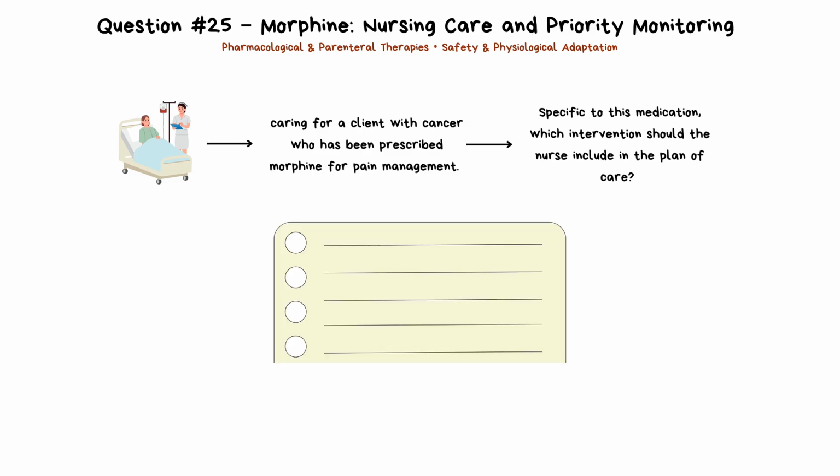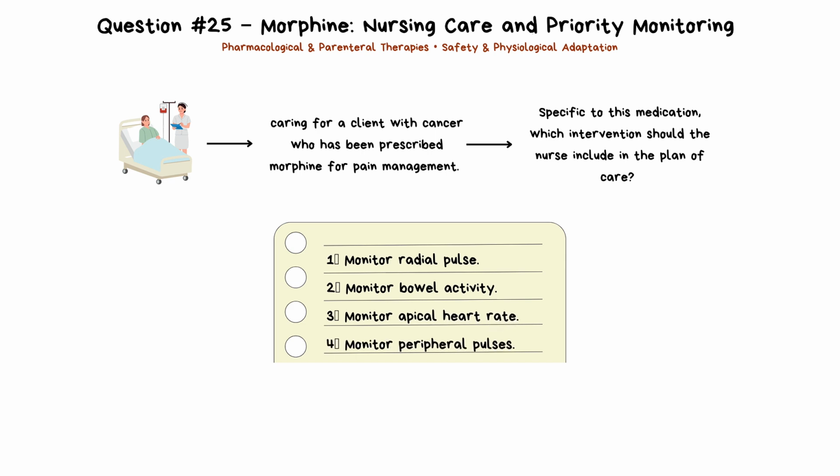Options. Option 1. Monitor the radial pulse. Option 2. Monitor bowel activity. Option 3. Monitor the apical heart rate. Option 4. Monitor peripheral pulses.